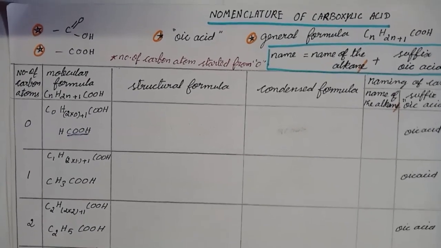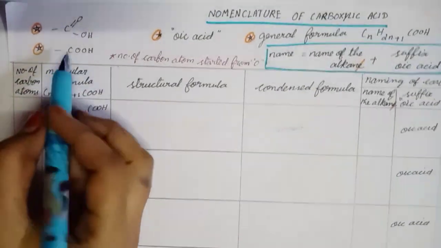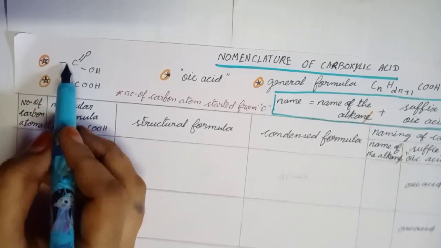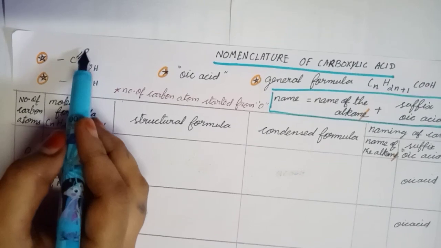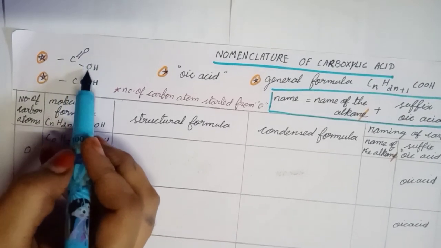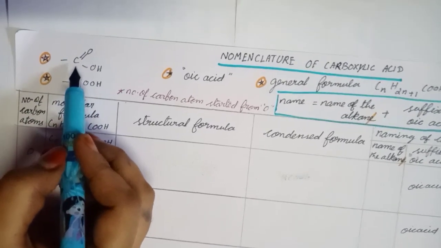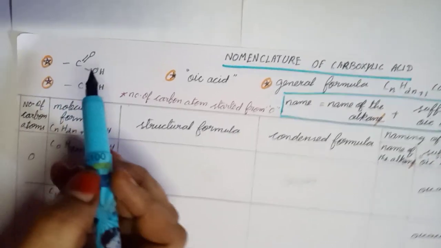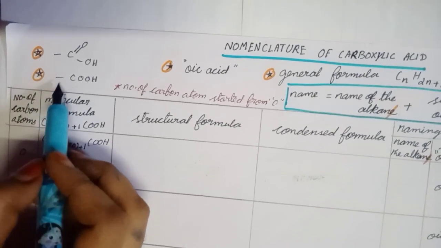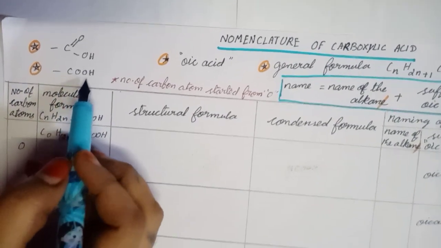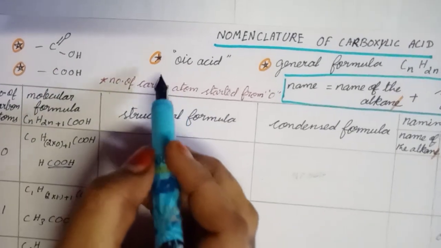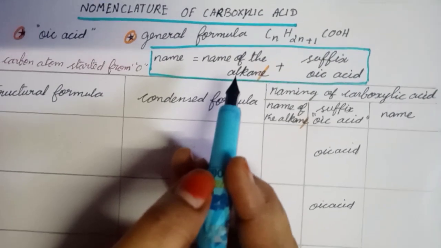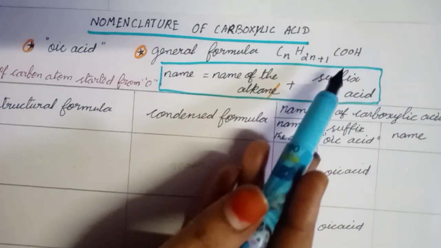Carboxylic acid is nothing but a COOH group. This is the structure for carboxylic acid: the carbon is connected to oxygen by a double bond, and one more OH group is connected by a single bond, and this is the linking side. This is the condensed form, single bond COOH. It is denoted by the suffix oic acid. The general formula is CnH2n+1 COOH.